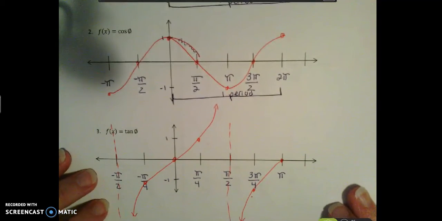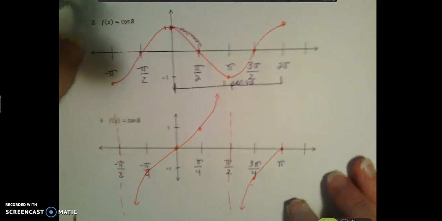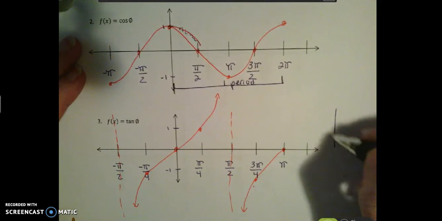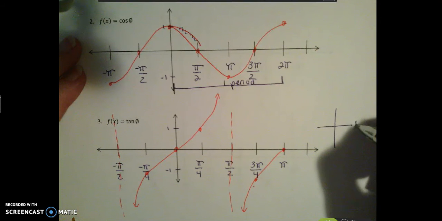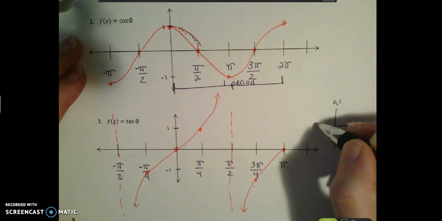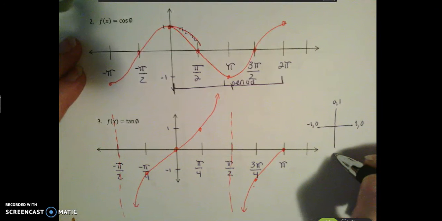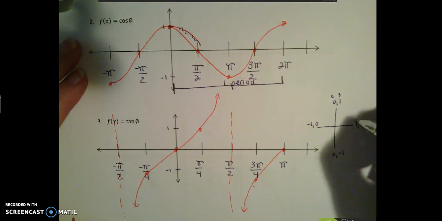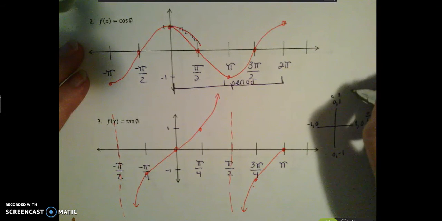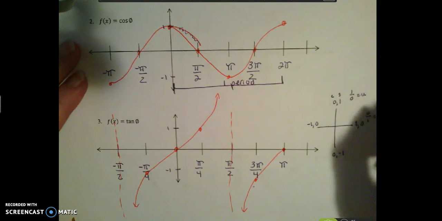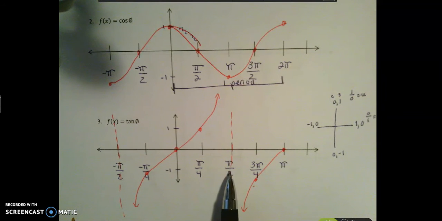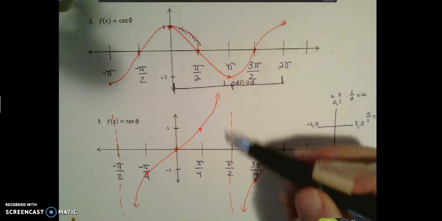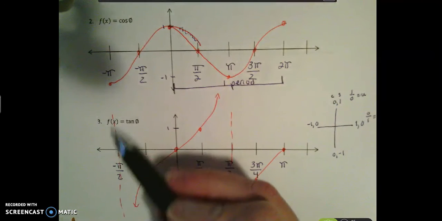Alright, here's our tangent curve. For tangent, again, you need to think about that unit circle. So on our unit circle, these points are 1, 0; 0, 1; negative 1, 0; and 0, negative 1. The first value is the cosine, the second value is the sine. So for tangent we're looking at sine divided by cosine. 0 divided by 1 is 0. 1 divided by 0 is undefined. So you'll notice at pi over 2, it's undefined. We have an asymptote at pi over 2, and we're also going to have an asymptote at negative pi over 2.